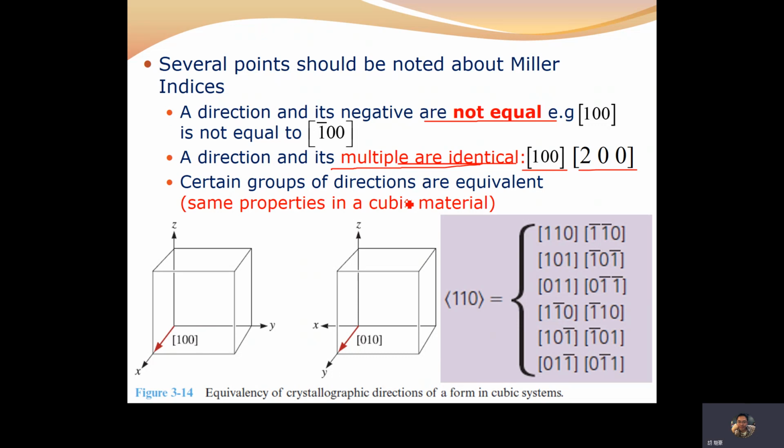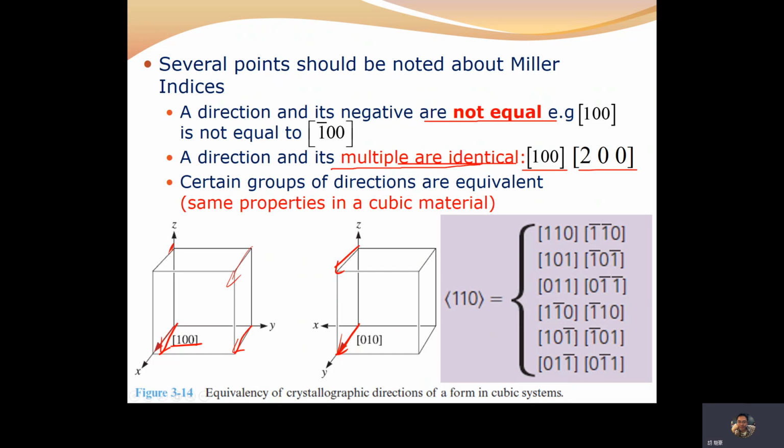What does that mean? You can see here, this direction is 100, right? And this direction is 010, and they are equivalent. So we can define this: we just shift the coordinates to different origins, and we can find the same, identical crystal direction. For example, this direction and this direction and this direction are identical, right?